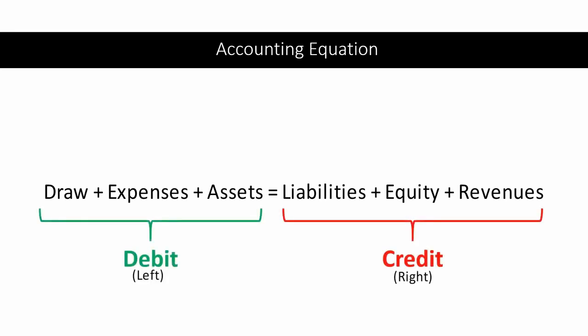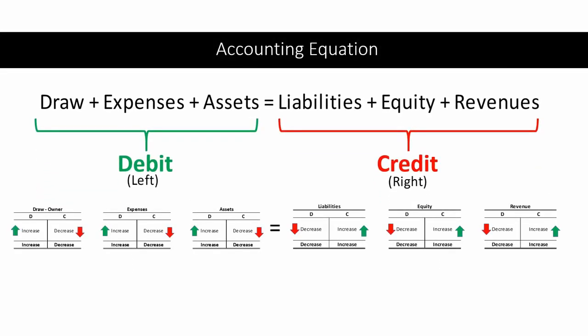The accounting equation also shows the relationship with debits and credits. The natural balance of accounts on the left of the equation, draw, expenses, and assets, is a debit. Inversely, the natural balance of accounts on the right of the equation, liabilities, equity, and revenues, is a credit. The natural account balance is simply a concept that tells us typically a specific account should have a debit or credit balance.